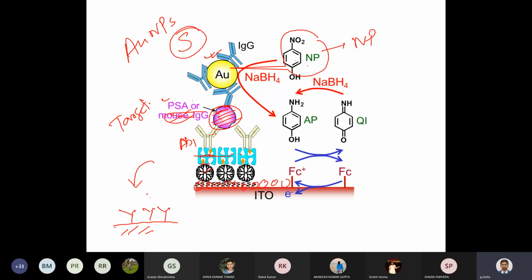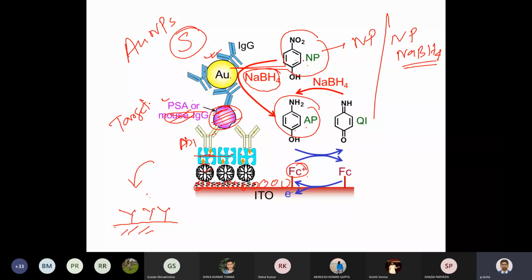So basically from outside, you have to add some extra chemical. In this case, nitrophenol and sodium borohydride. So these two extra chemicals you are adding. They will basically react with this gold nanoparticle and will form AP. AP means aminophenol. And this aminophenol now will react with ferrocenium plus. And ferrocenium plus, this is kind of a mediator or kind of iron compound that is immobilized on the sensor surface. So by reacting with the ferrocenium plus, this aminophenol will form a quinonimine.